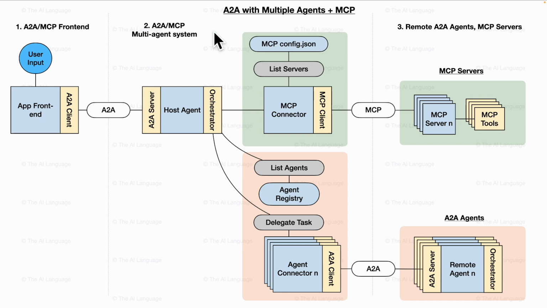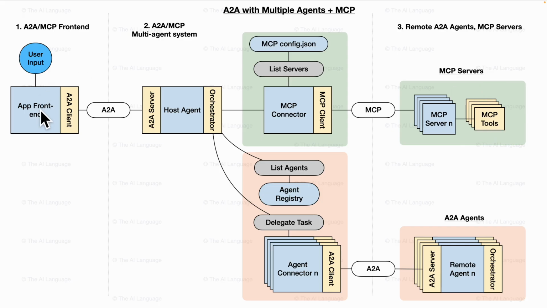And then this multi-agent system can now connect to remote A2A agents and MCP servers. These are the agents and servers that somebody else might have made, or some other organizations might have provided to you, or they might be your own MCP servers and A2A agents. And the idea is that your agent is versatile enough to connect through MCP and A2A to any of these agents or servers.